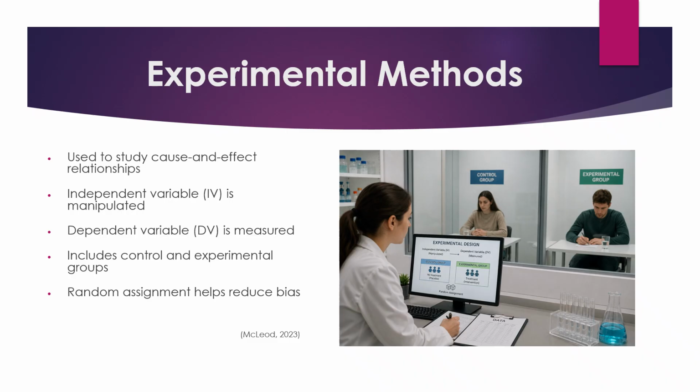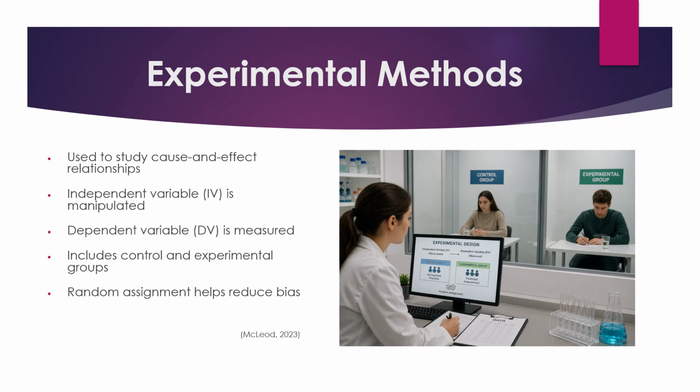Experiments are commonly used in psychology because they help researchers figure out cause and effect relationships. In an experiment, the independent variable is the factor being changed, while the dependent variable is what researchers measure to see if anything was affected. Most experiments include a control group and an experimental group, so researchers can compare results between the two groups.